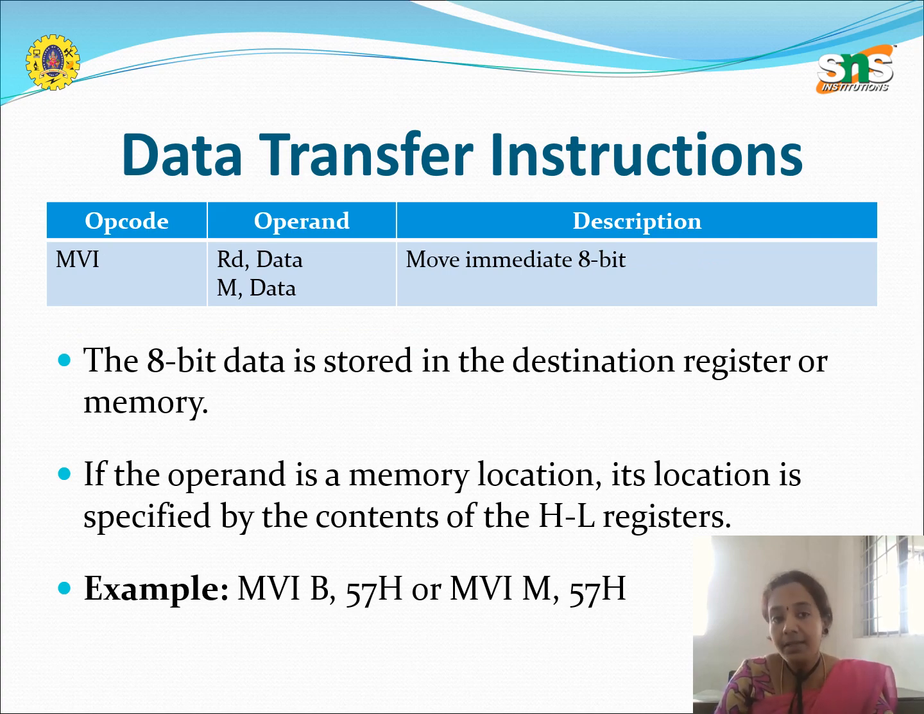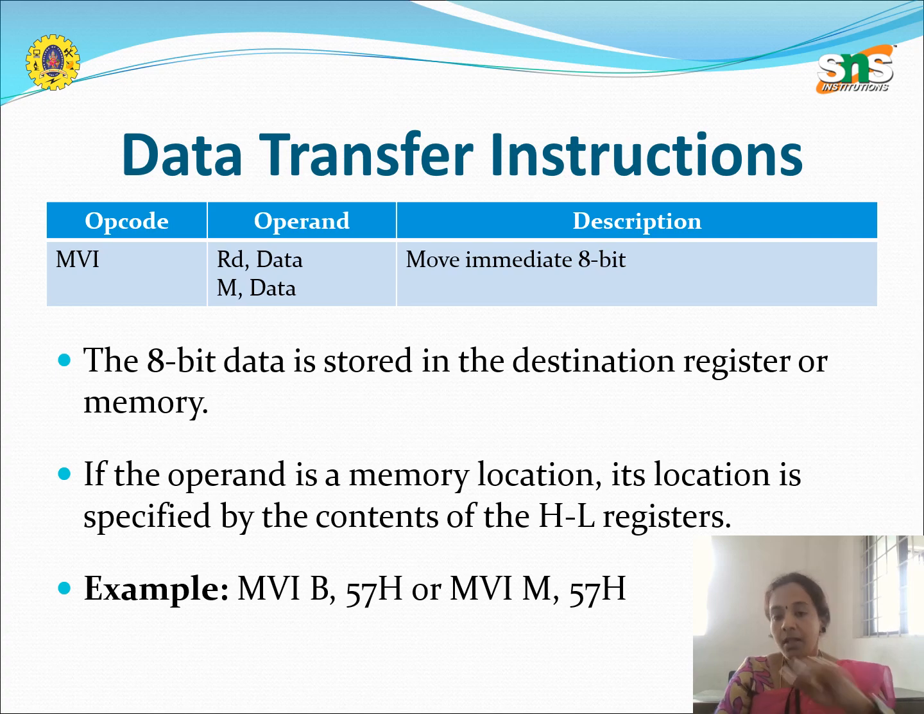So MVI is different from MOV. MVI means directly the data will be given in the instruction itself. For example, MVI Rd, data and MVI M, data. These are the two types of instructions. And the exact example is MVI B, 57 hexadecimal.